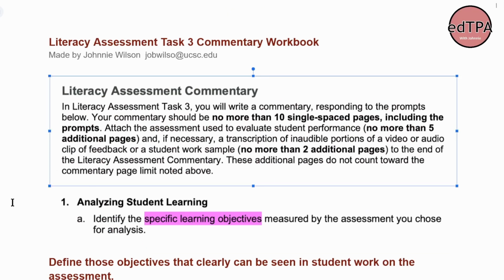Literacy Assessment Commentary. In Literacy Assessment Task 3, you will write a commentary responding to the prompts below. Your commentary should be no more than 10 single-spaced pages, including the prompts. Attach the assessment used to evaluate student performance, no more than 5 additional pages, and, if necessary, a transcription of inaudible portions of a video or audio clip of feedback or a student work sample, no more than 2 additional pages, to the end of the literacy assessment commentary. These additional pages do not count toward the commentary page limit noted above. So let's get started with the first prompt.